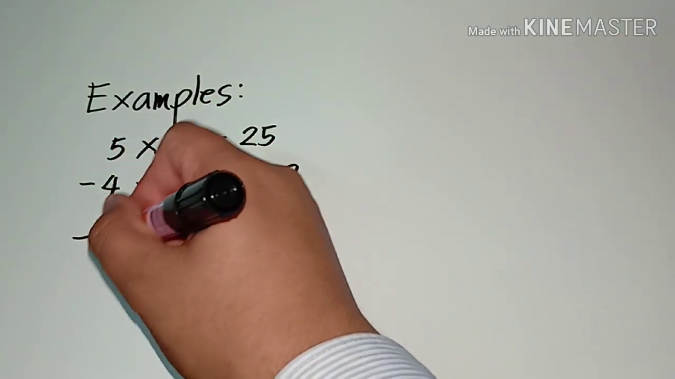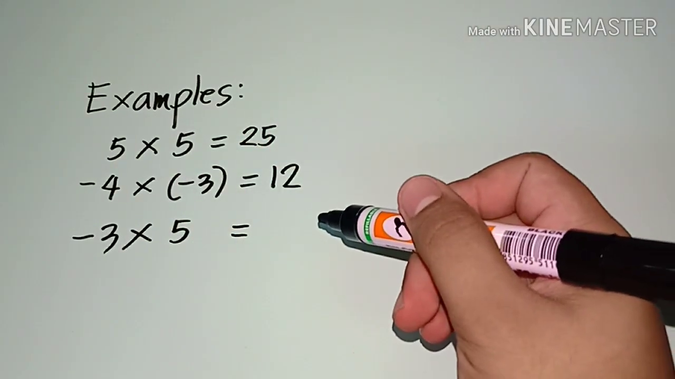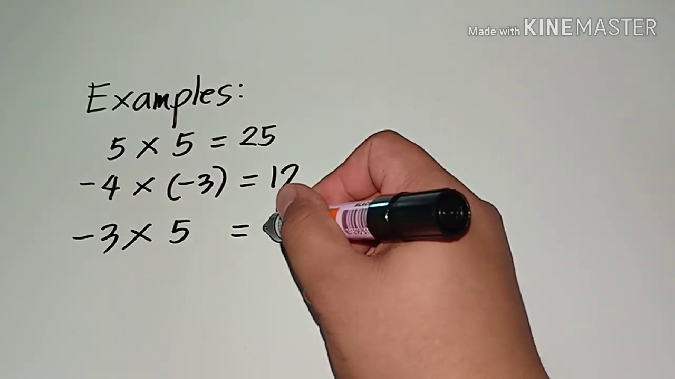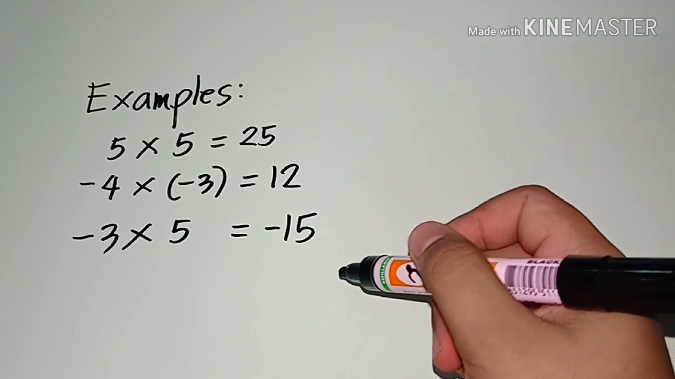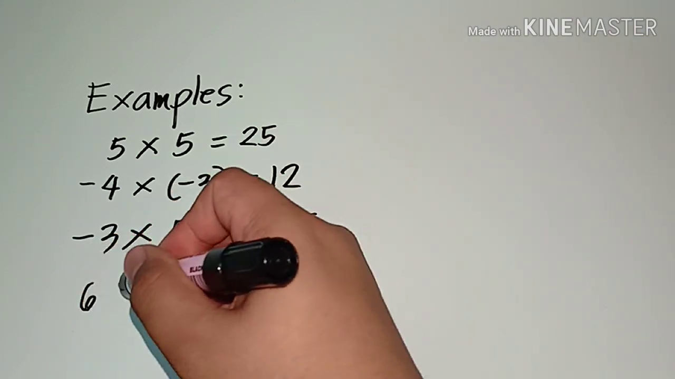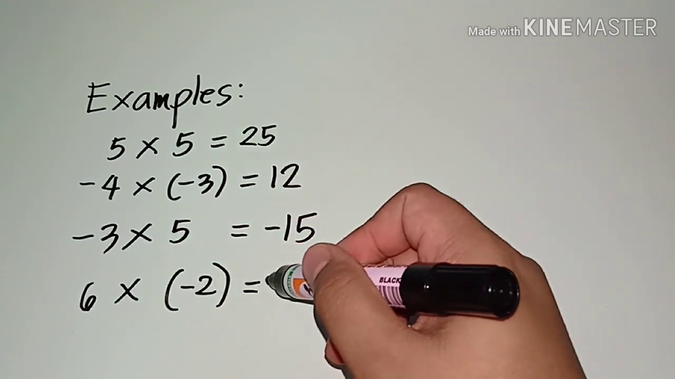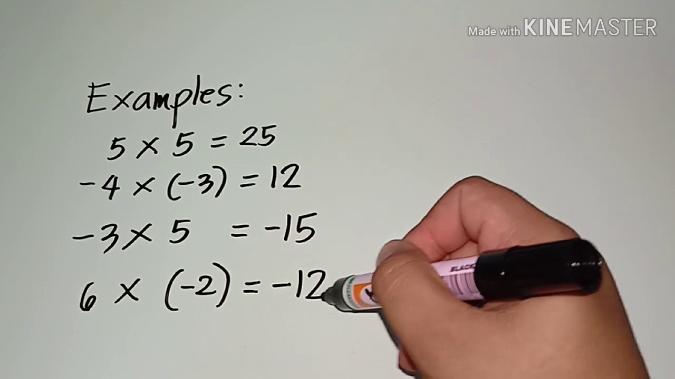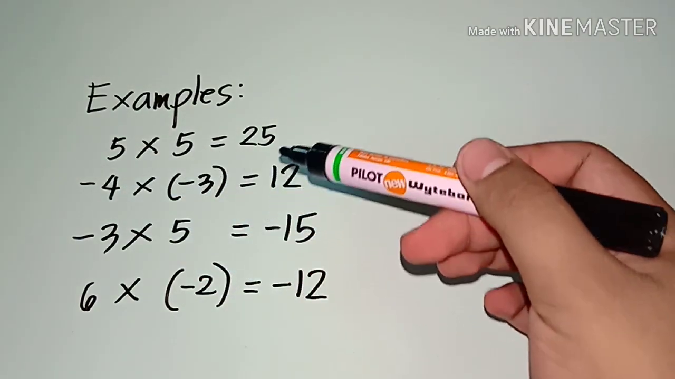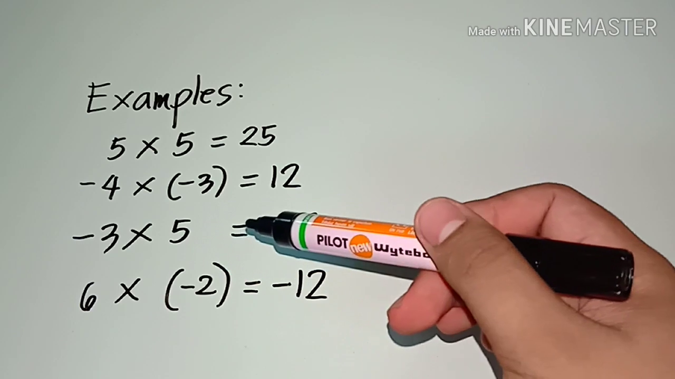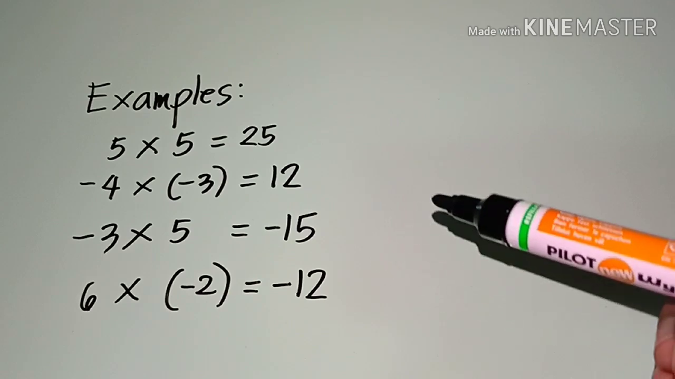What if it's negative 3 times positive 5? If you try to notice, the signs are different, so that means it will give you a negative answer. So negative 3 times 5 equals negative 15. And 6 times negative 2, still the signs are different, so it will give you a negative answer. So that means it's negative 12. So all you have to remember, if the signs are the same, the answer is positive. If the signs are different, it will give you a negative answer. And this applies when you are multiplying two integers.